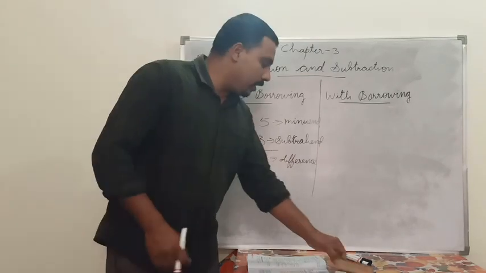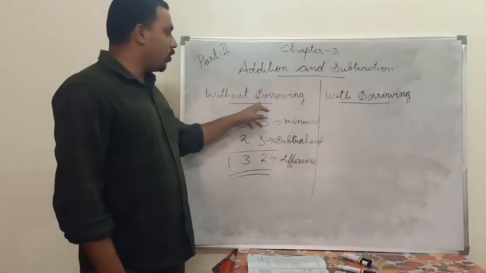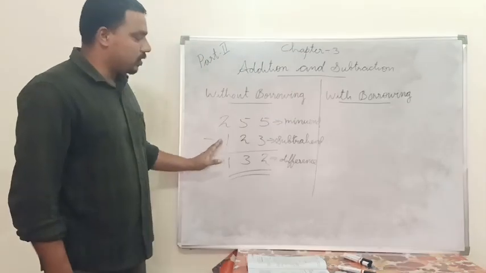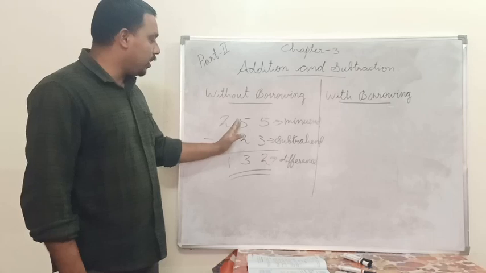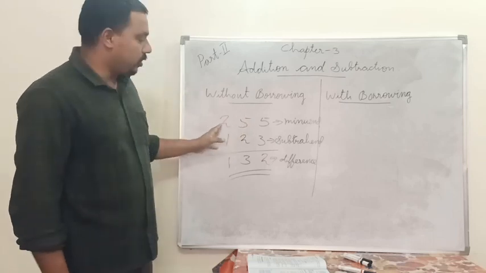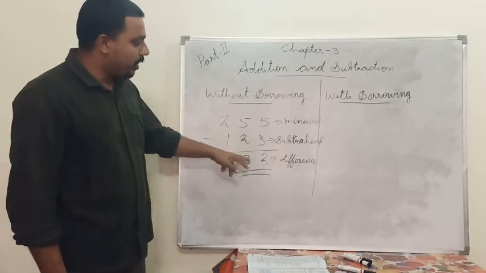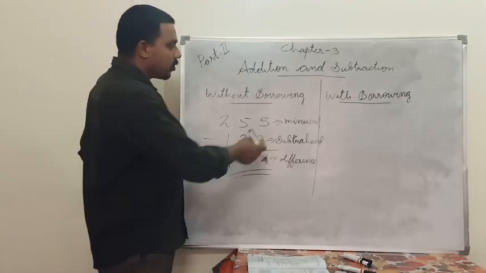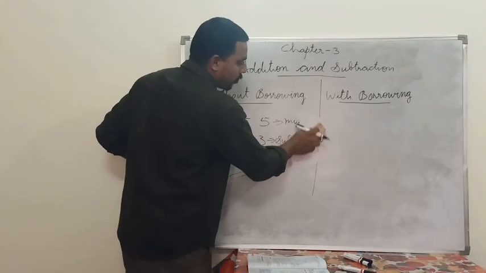Okay, as you can see, I have written the heading without borrowing. So this is without borrowing. We are not taking any number from the tens place and the hundreds place, so we can easily subtract. Okay, so with borrowing, how to do it?